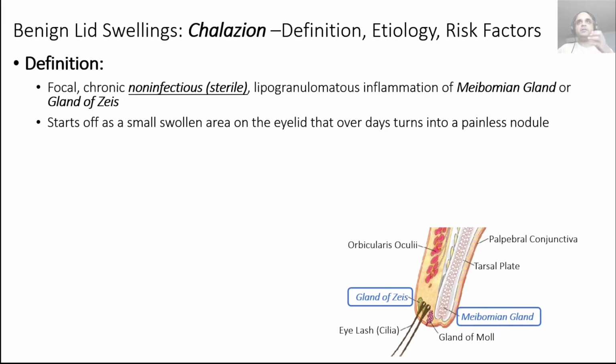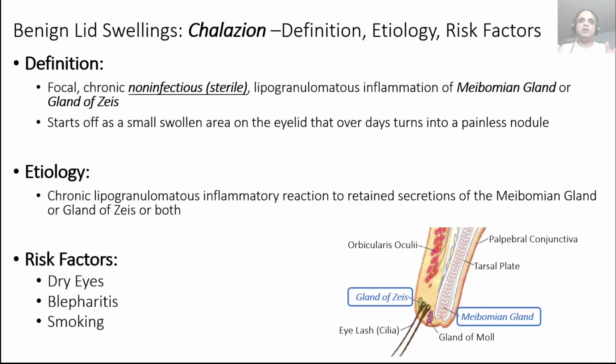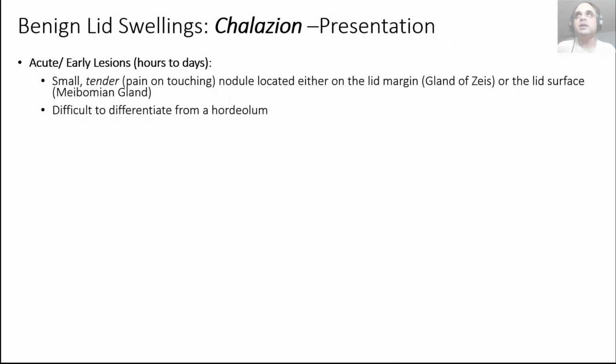It usually starts off as a small, swollen, red area on your eyelid that usually turns into a painless nodule over a period of days. Its etiology is again because of retained secretion within these glands. It incites an inflammatory reaction leading to this lesion, a chalazion. The risk factors are dry eyes, blepharitis, and smoking. We've already talked about anterior, posterior, and mixed blepharitis as possible reasons for formation of a chalazion.